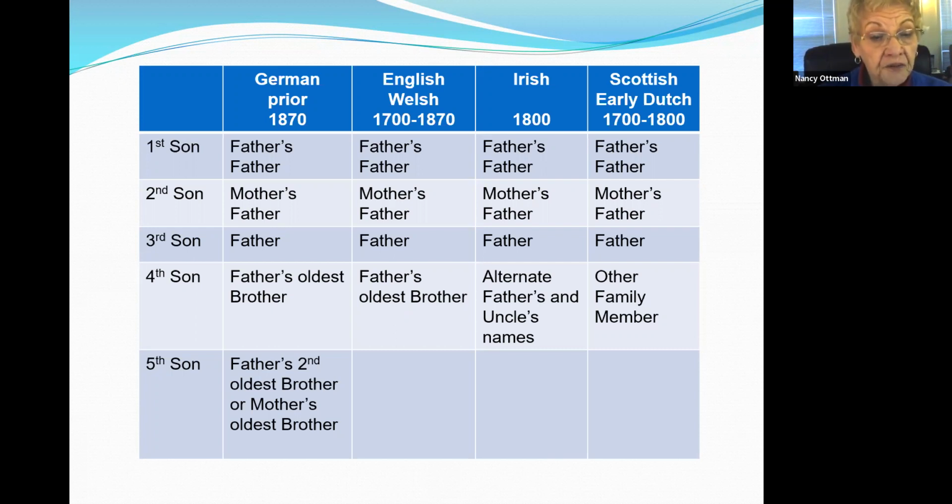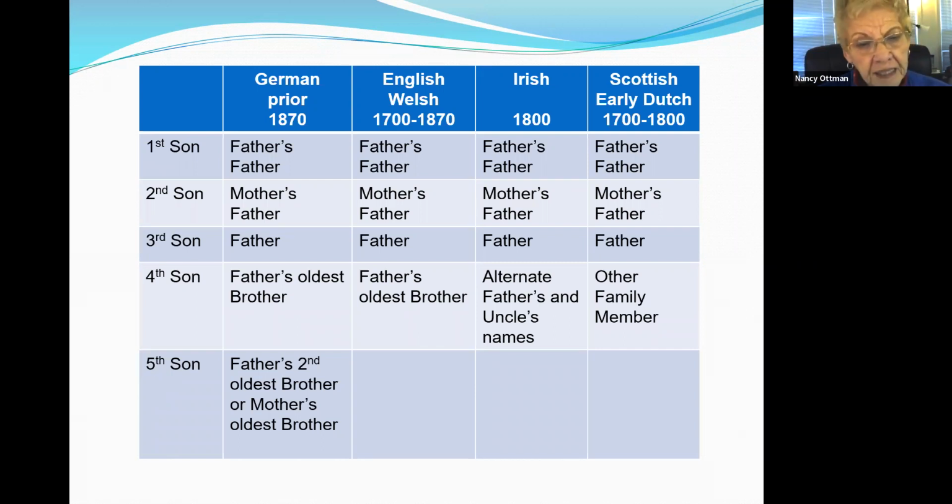But normally the first son is named after the father's father. The second son is named after the mother's father. The third son after the father. The fourth son after the father's oldest brother. And the fifth son after the second oldest brother or the mother's oldest brother.